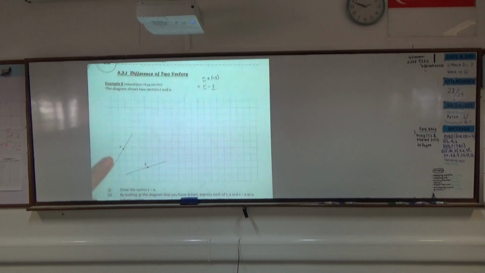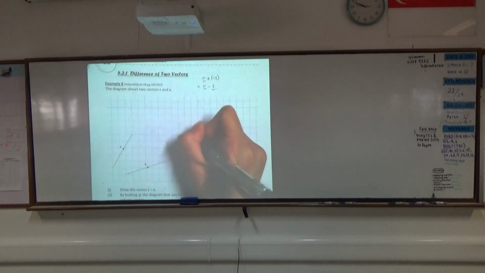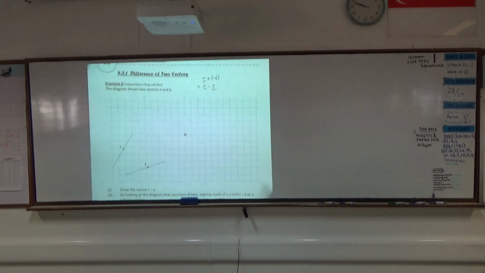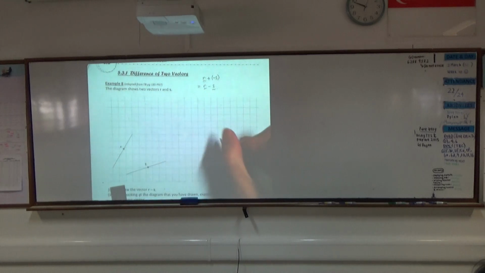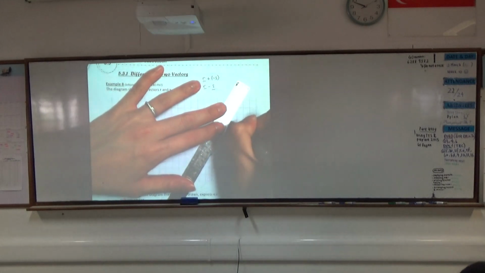To draw out the vector, let me start with a point here. If I start with R as a (3, 5) vector, 3 to the right, 5 to the top, this is the vector R.